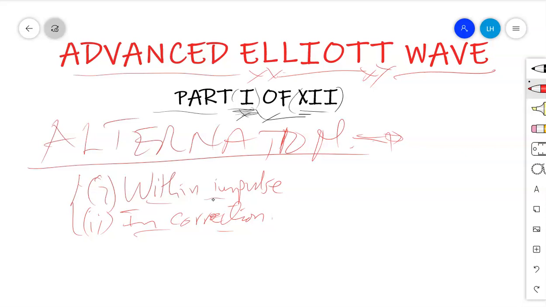We will cover all the possible market structures within an impulse, and then all the possible market structures within a correction. The things we are going to learn here are things that most traders have not learned. Mainly those who mentor on Elliott Wave, I'm sure none have talked about these things on the internet. If there is anyone who has already talked about the things I'm going to explain here, make sure that you tag or mention that person in the comment section.